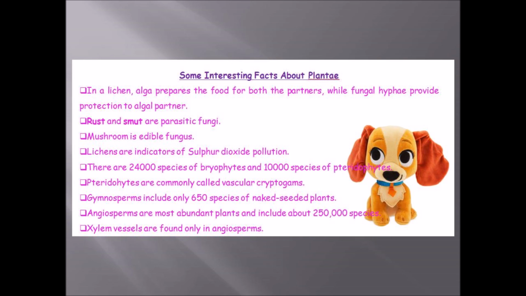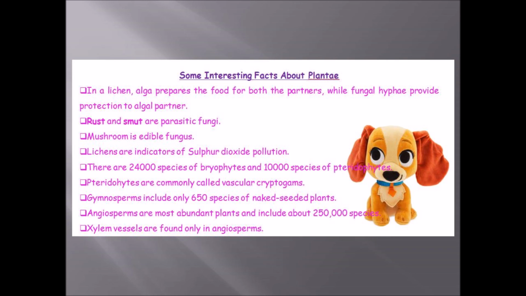And here is a list of interesting facts about kingdom Plantae. In lichens, the algae prepares the food for both the partners, but the fungal hyphae provide protection to the algal partner. So lichens is the association of a fungus and an alga. They both live in a mutual relationship. Such plants are called lichens.